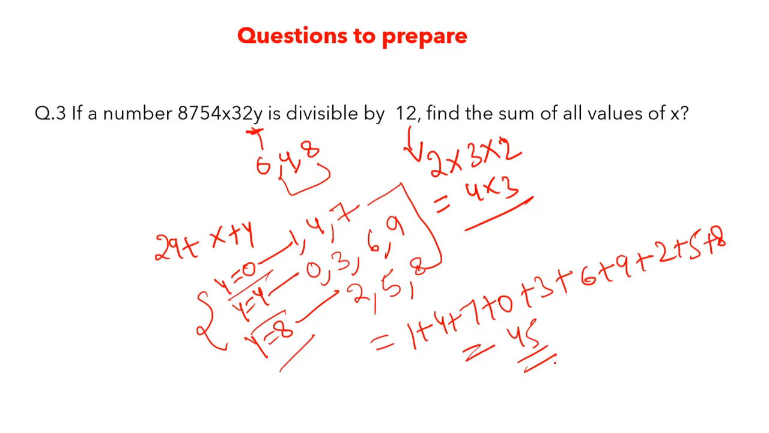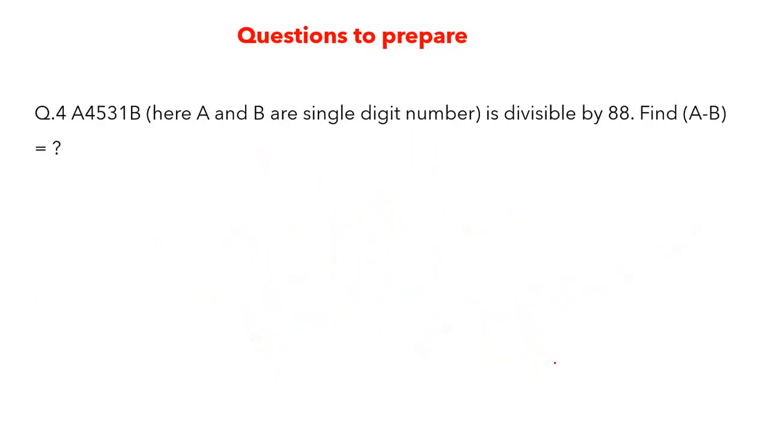Okay, so this question has been solved. Let's move to the next question now. So here it is given: A4531P1B, where A and B are single digit numbers, is divisible by 88. Find A minus B. Okay, so 88 can be written as 11 into 8. So if this number is divisible by 88, it should be divisible by both 11 and 8. For this, you should be aware of the divisibility rule of 11 as well as 8.